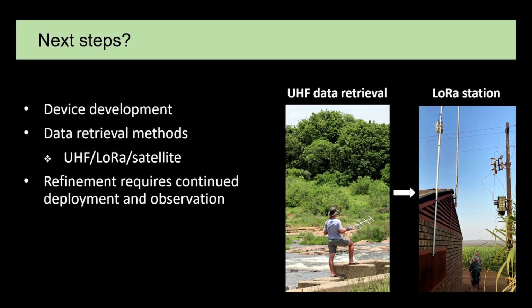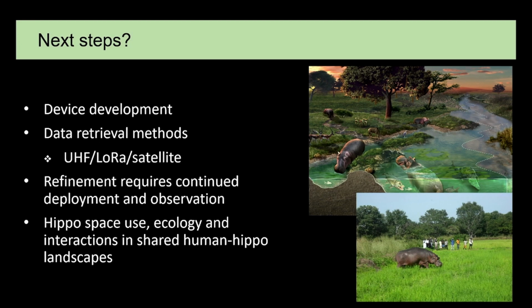Data retrieval is obviously a big challenge, so we're moving away from basic UHF to LoRa systems and potentially satellite later on. And then to refine this approach really requires continuous learning. The major goal of all of this is to inform space use of hippos, to inform us on their ecology, and I'm hoping this can be an approach that could also be used to investigate interactions in shared human-hippo landscapes. But yeah, we'll have to stay tuned. We'll be working on this for the next couple of years.